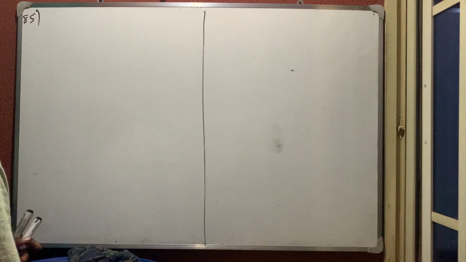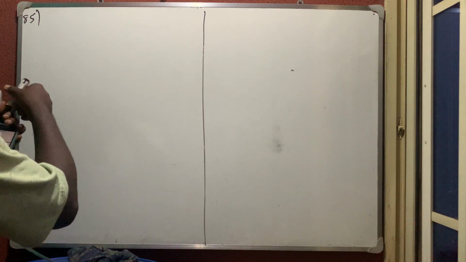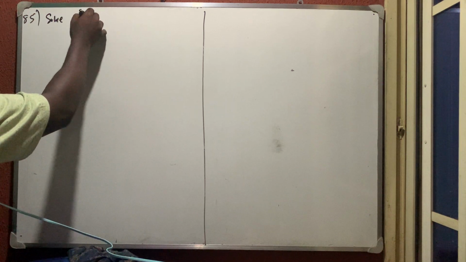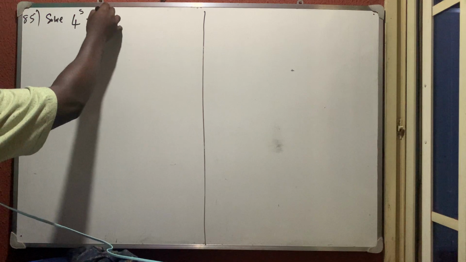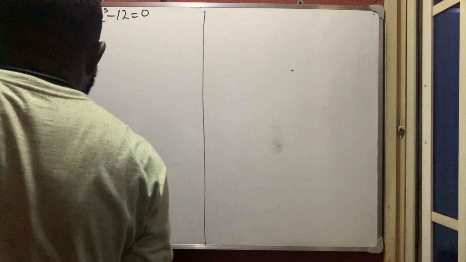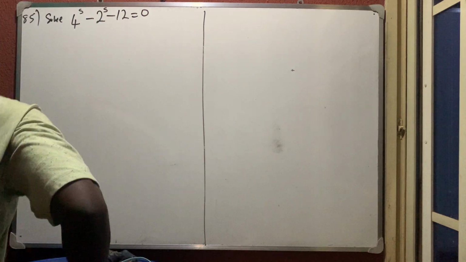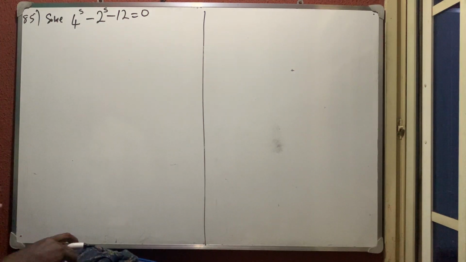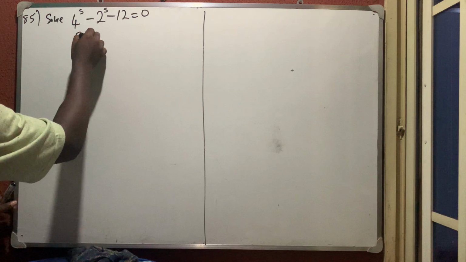All right, so let's start from question number 85, where we stopped. This one said solve 4 raised to power s minus 2 raised to power s minus 12 is equal to 0. Okay, so very simple. Now we're going to solve it in two ways. The first way is the normal way. Okay, let's use the normal way.